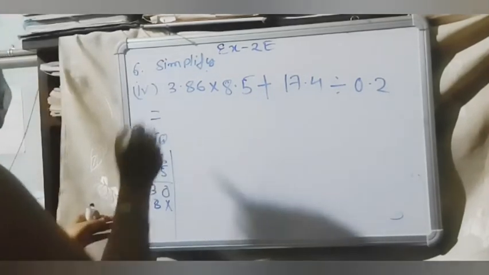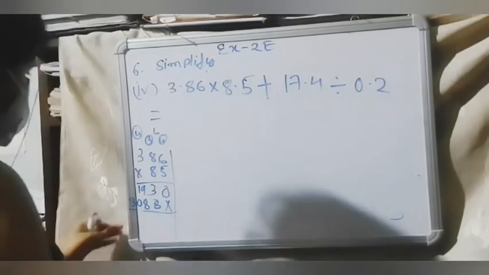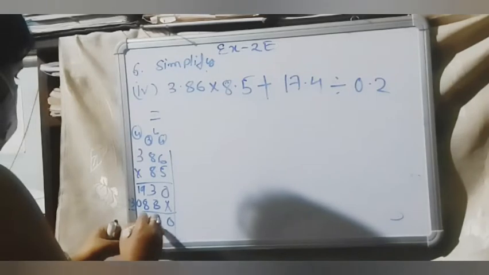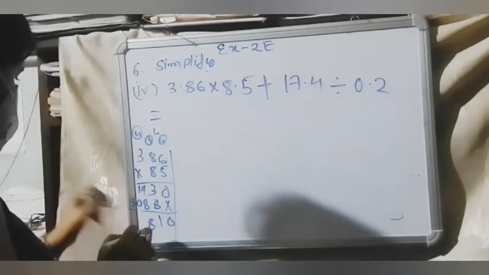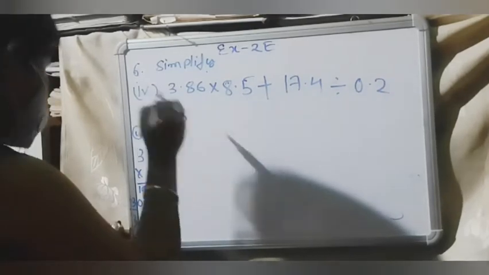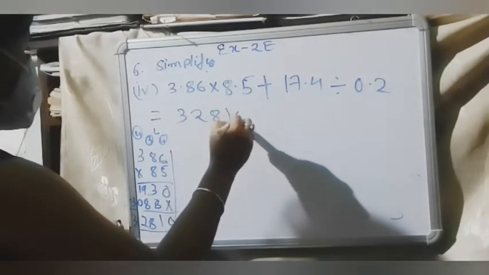Now 8 threes are 24, 24 plus 6 is what? 30. No space, I have written 30 here. Now 0, 8 plus 3 is 11, again 8, 20, 10 plus 18, again 2. 3 2 8 1 0. I am writing this answer here: 3 2 8 1 0.